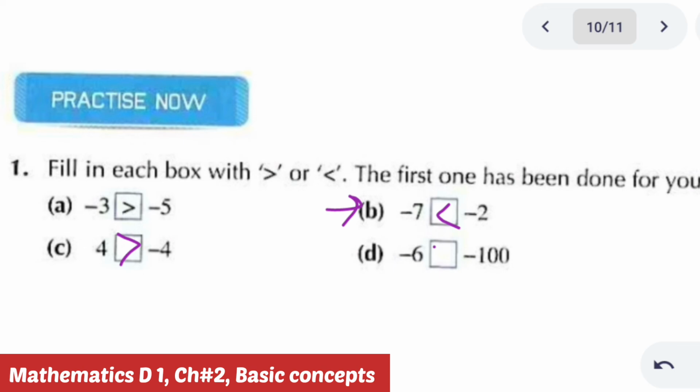And in this way, in the D part, -6 is greater than -100, because as the negative number increases, the number becomes more and more smaller. Therefore -100 will be more on the left side of -6. Therefore it is the smaller number.